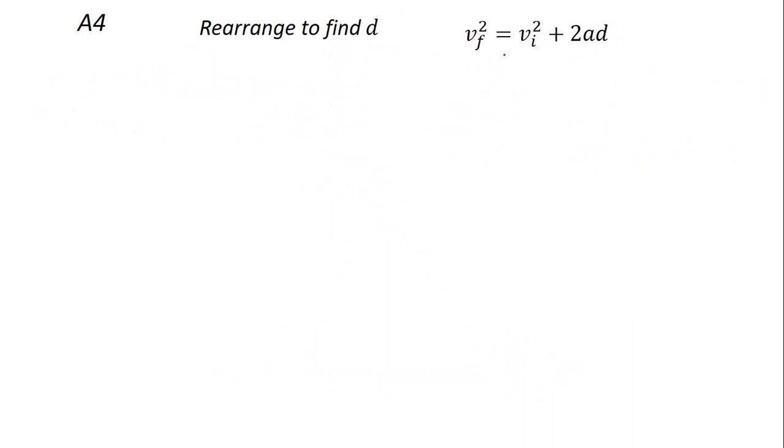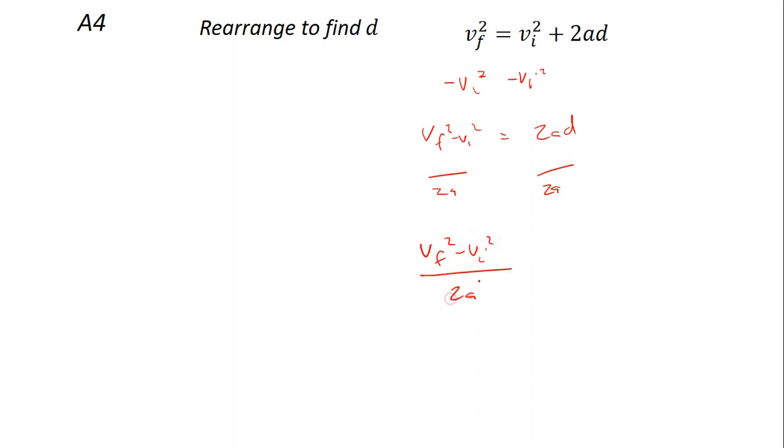And rearrange to find d. I want to make d by itself. What I'm going to do first is get rid of vi squared. So vf squared minus vi squared equals 2ad. And then I need to get rid of the 2a, so I'm going to divide by 2a, vf squared minus vi squared, all over 2a equals d. Great, give yourself 3 marks if you got that one.